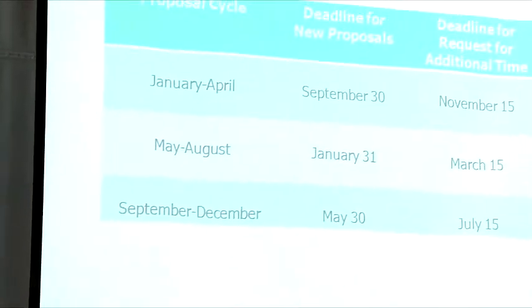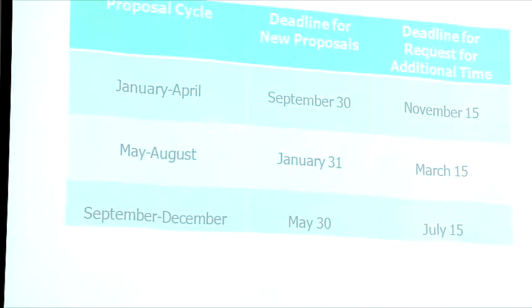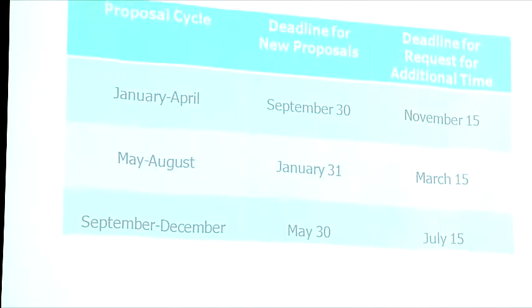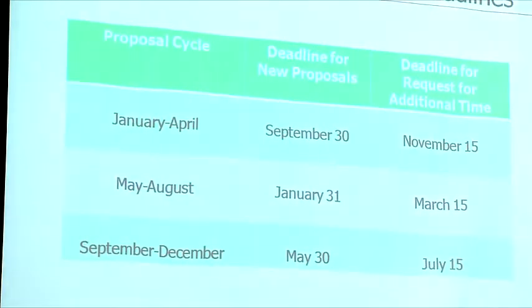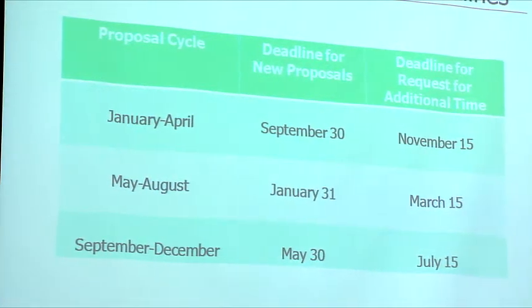Now these are the deadline dates for our proposal submission. We typically have the deadline 3 months before the cycle actually starts. We have 3 different cycles throughout the year. Once your proposal is accepted, it is valid for 2 years or 6 consecutive cycles. So the deadline, if you're requesting additional time, is different than when you're submitting a new proposal.